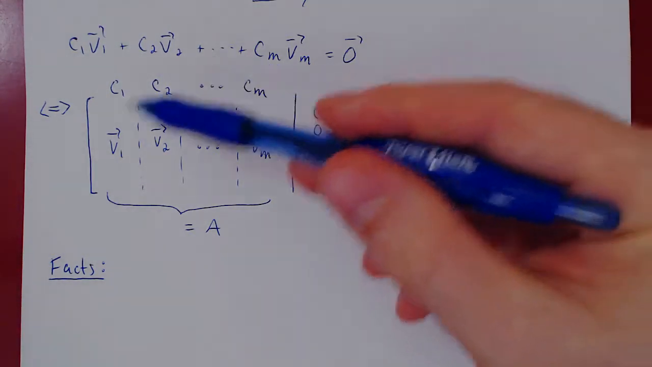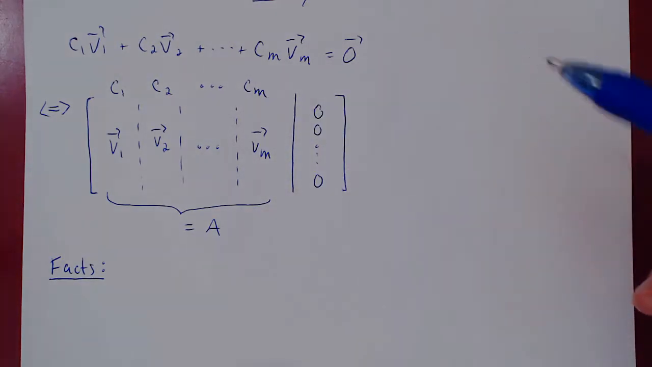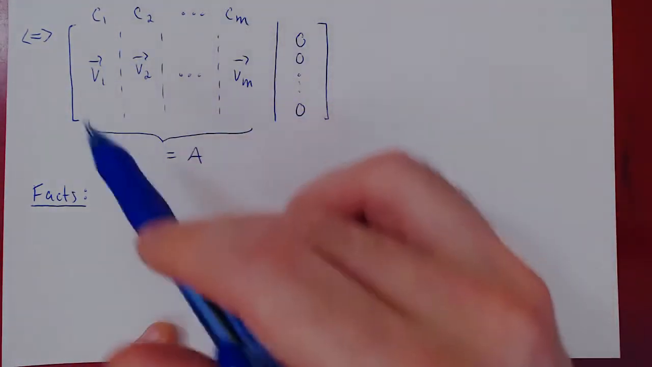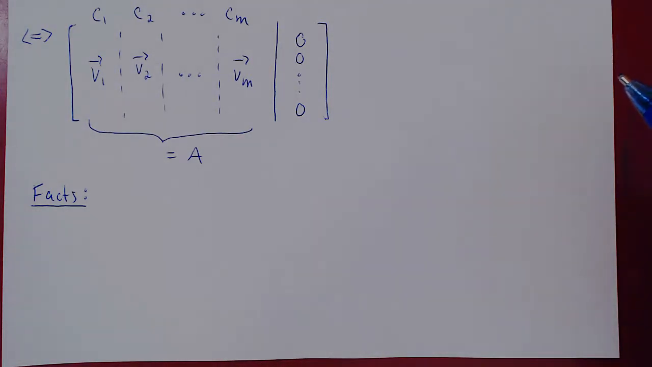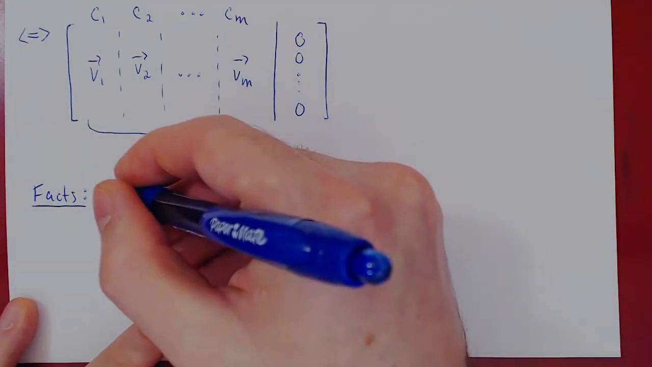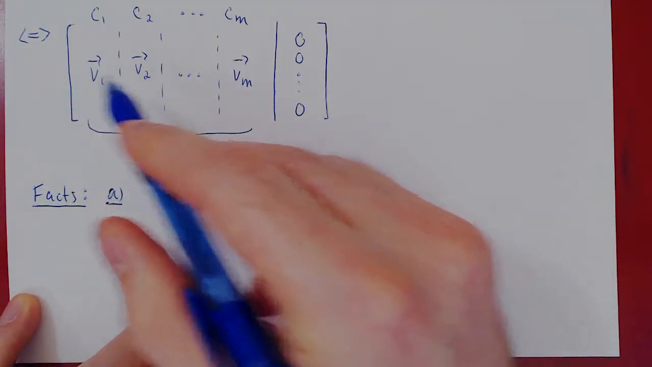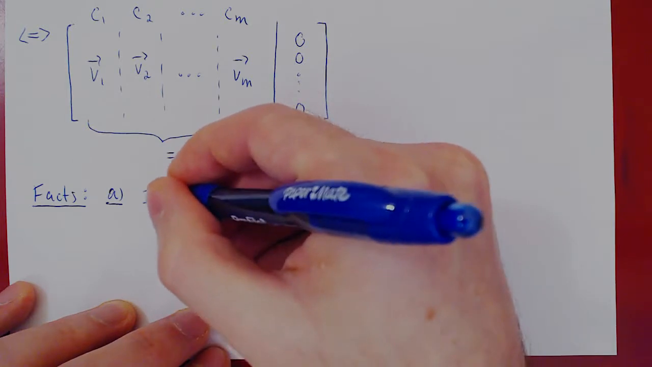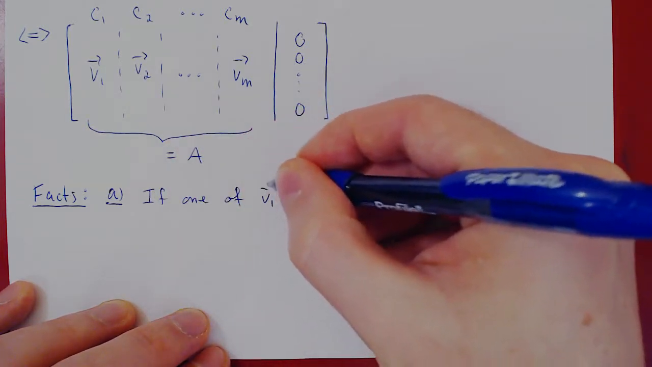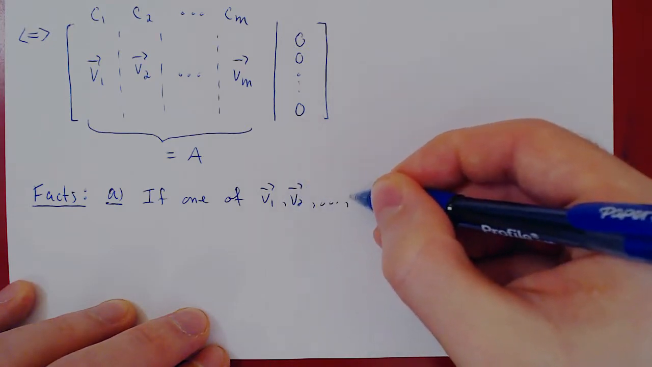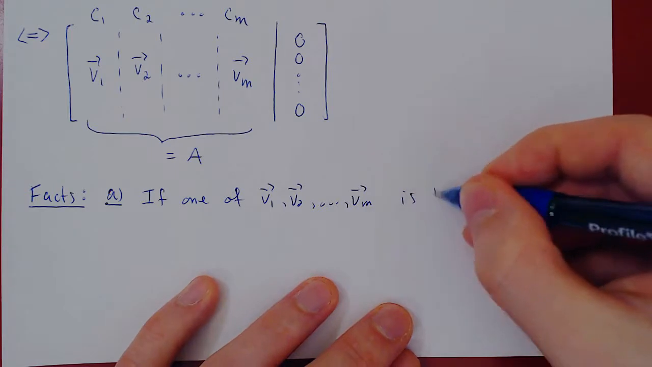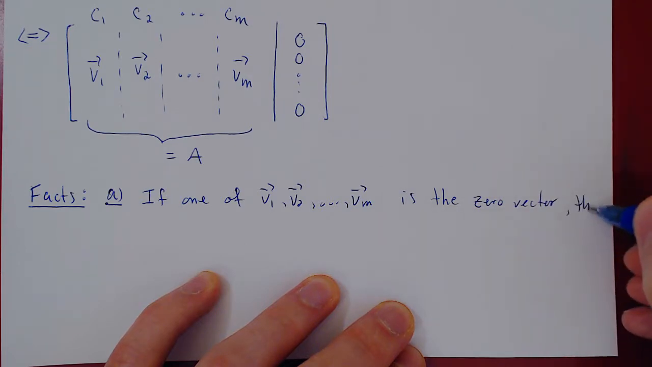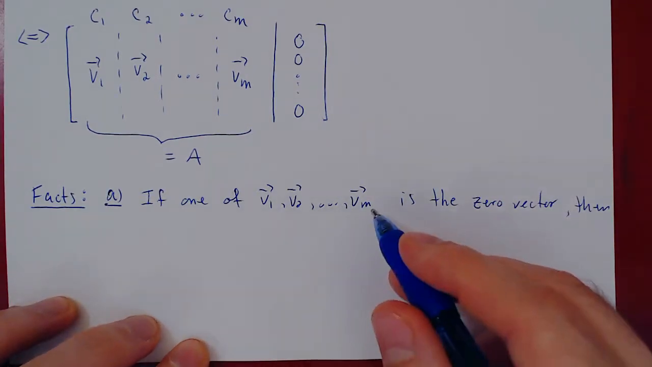But the question is, do we always have to row reduce, or are there sometimes shortcuts? And the answer is yes. There are 2 special cases when there's no need to row reduce the matrix, and we can claim right away that we have linear dependence. So fact number 1, or fact A, if one of the vectors is the 0 vector, the vectors are linearly dependent. So if 1 of v1, v2 through vm is the 0 vector, then the vectors are automatically linearly dependent.